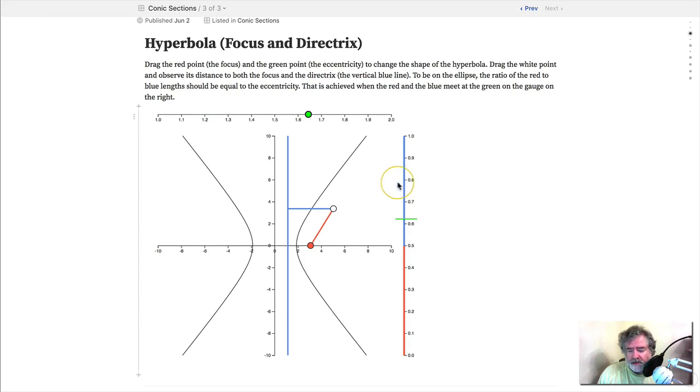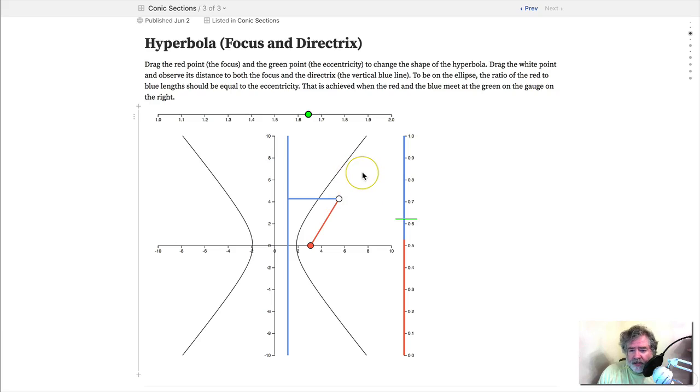For an ellipse, you needed the ratio to be less than 1. So you needed the red length to be shorter than the blue length. It's opposite for the hyperbola. The red length needs to be greater. And not only that, but the ratio has to equal the eccentricity.